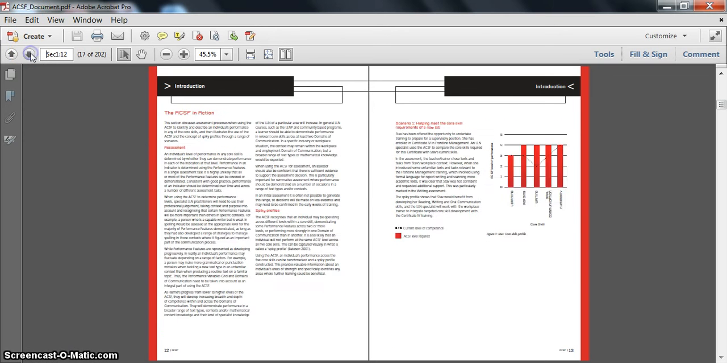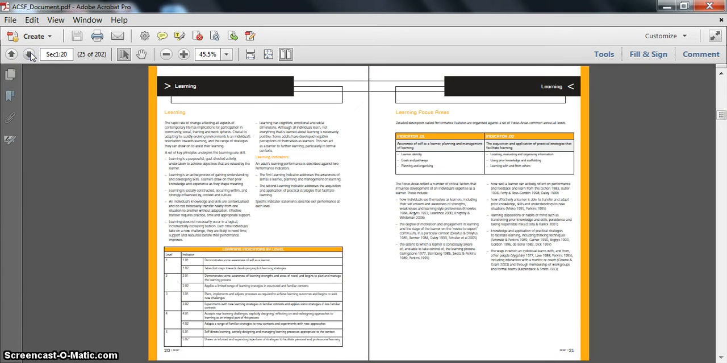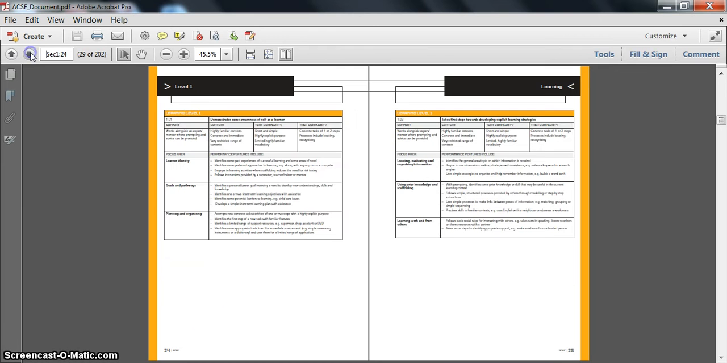Each of the core skills, as I said, is broken down into quite detailed descriptions. So as I'm flicking through, you can see we're at level 1 in the concept of learning. The learning is the yellow section. Learning level 1, indicator 1, broken down into support, context, text complexity, task complexity. It's also broken down into focus areas, learner identity, goals and pathways, planning and organising. It's then broken down into some of the performance features that could be seen in those particular focus areas.